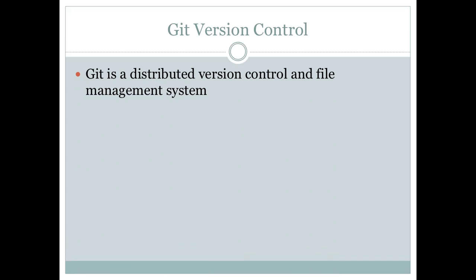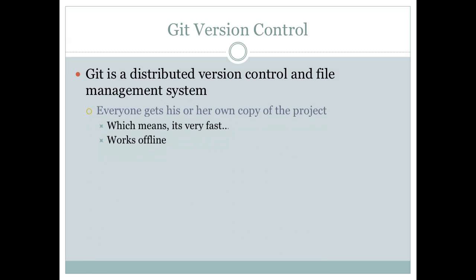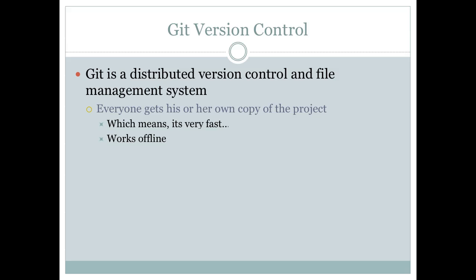So what are the advantages of using the Git version control system? Git is a distributed version control and file management system. Now both these features are extremely powerful when you have a project that involves more than one developer. Distributed version control means that every developer has a copy of the project on their computer. This means that commands to Git are very fast and will work offline since all operations are done locally.